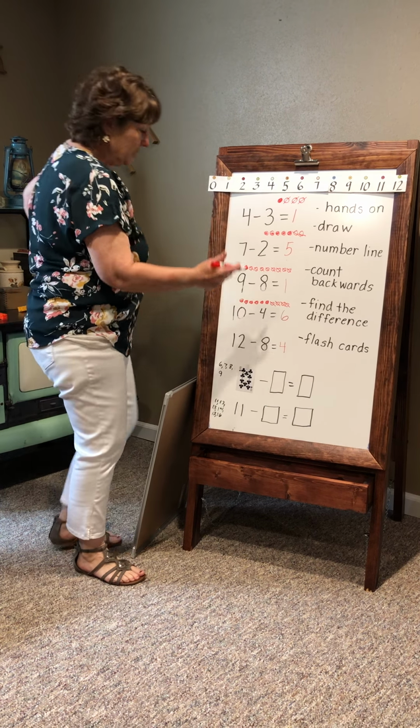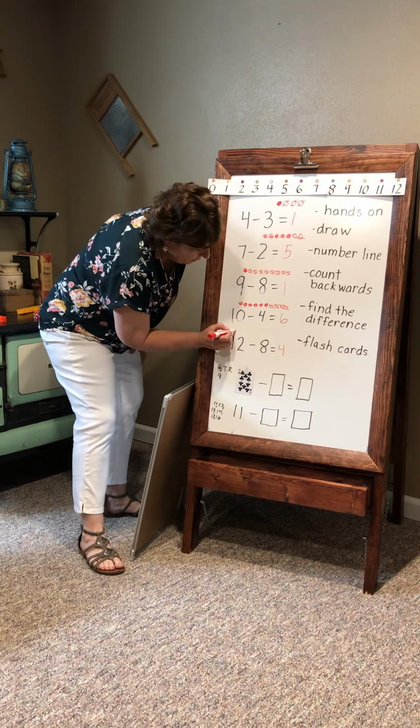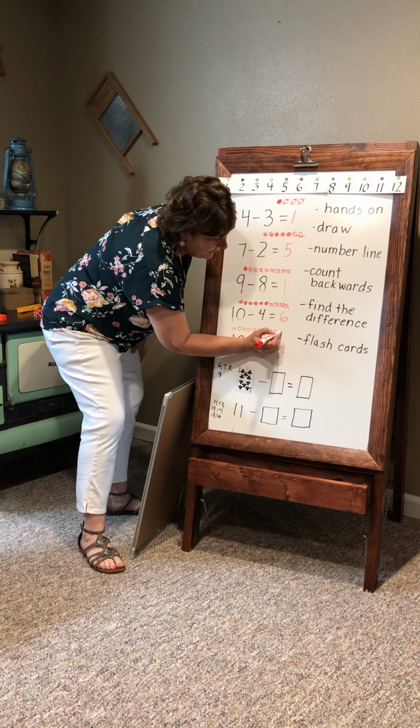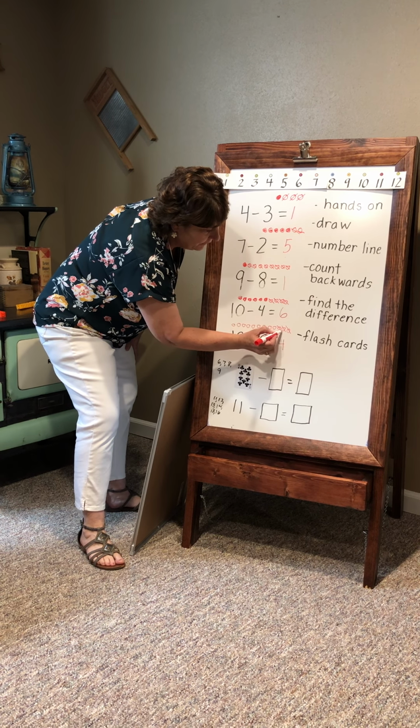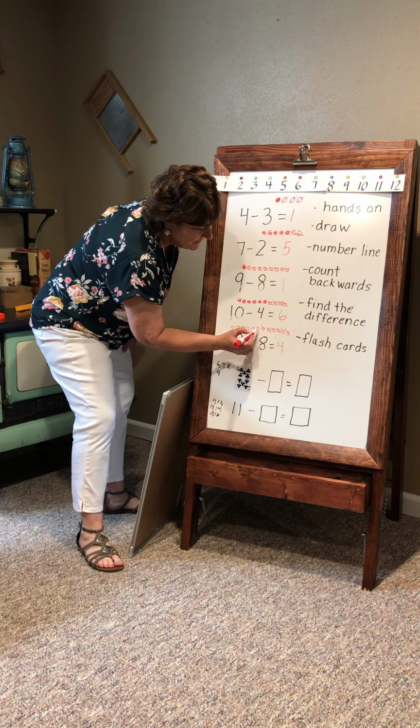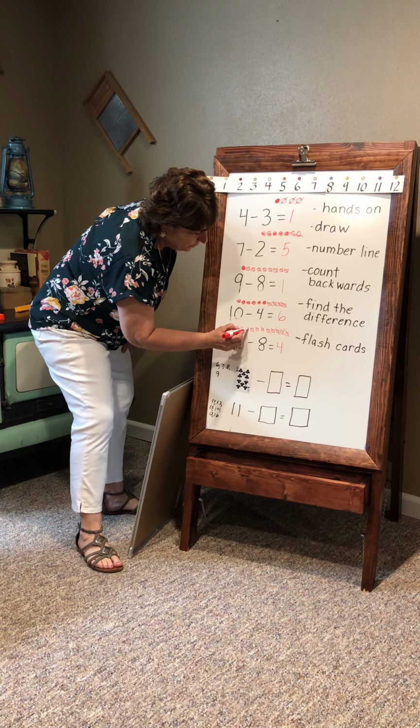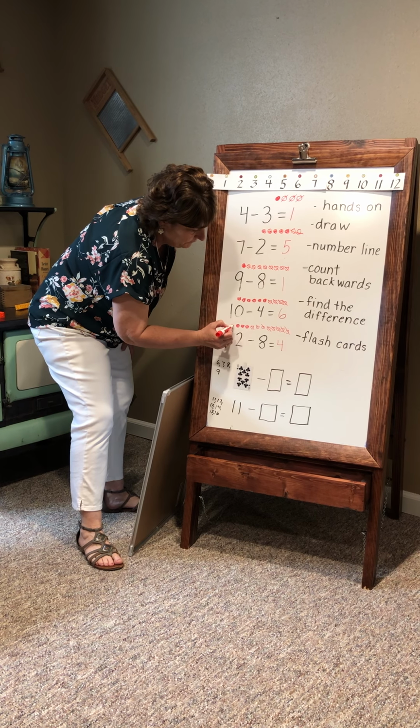4. We can draw. 1, 2, 3, 4, 5, 6, 7, 8, 9, 10, 11, 12. Take away 8. 1, 2, 3, 4, 5, 6, 7, 8. It leaves me 1, 2, 3, 4.